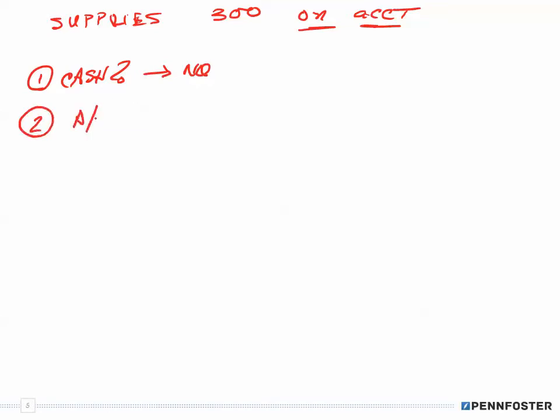Does this affect accounts receivable or accounts payable? Okay, and the answer to that is yes. It's going to affect accounts payable because it's on account. So I know that accounts payable is a liability account, and I know that I increase my liabilities on the credit side and decrease my liabilities on the debit side.